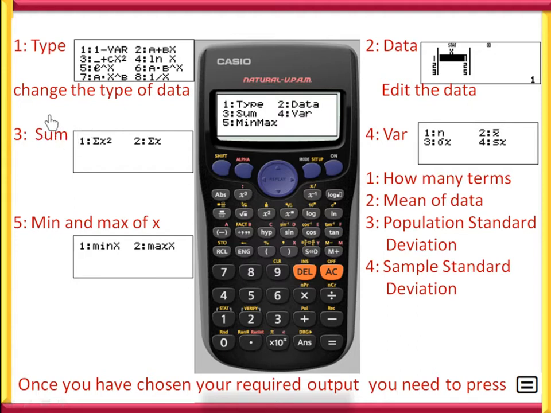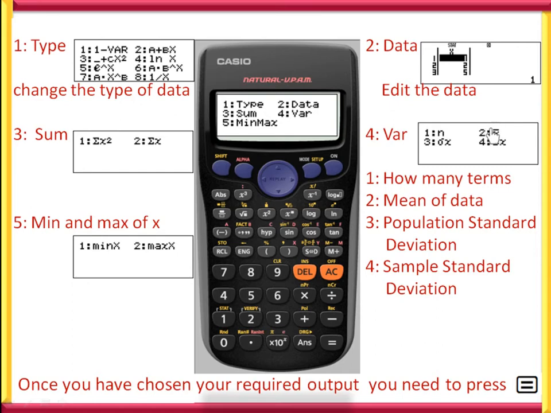Number 3 is the sum function. That symbol there looks like a capital E, and means the sum of. So if you just wanted to get the sum of your x values, just adding up your x values, you'd press this one. If you wanted to get the sum of your x values squared, you'd press this one. Number 4 represents the variance. Inside of the variance we have 1 equaling an n, so this tells us how many terms there are.